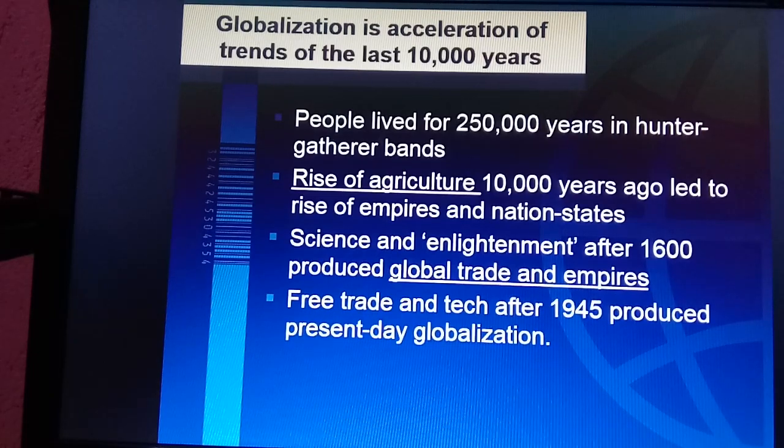Then the rise of agriculture, when these tribes decided to irrigate the land by constructing irrigation ditches to facilitate the flow of water from rivers to their plantations. So 10,000 years ago led to the rise of empires and nation-states. How were empires built? From one kingdom conquered by another and then fusing or merging these kingdoms, they established empires.